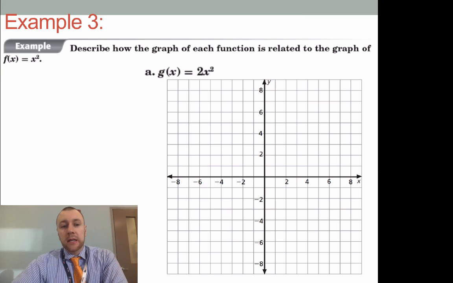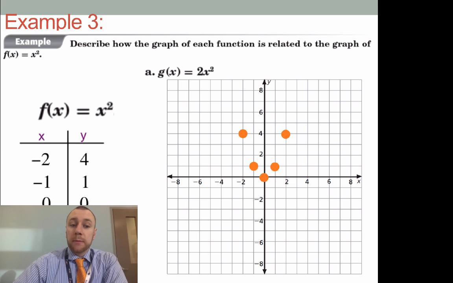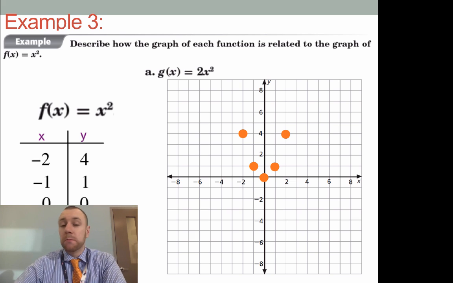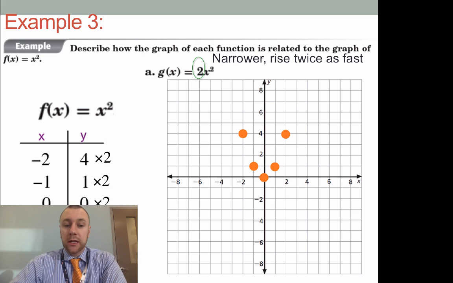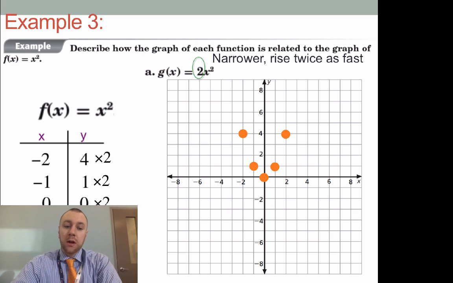So when we get into our next example, the 2x squared, you notice that the 2 is in front of the x squared. That means it's the A. So what I'm going to do is start off with my parent. And then the A always multiplies my y values. So I'm going to take my y values and multiply them all by 2.